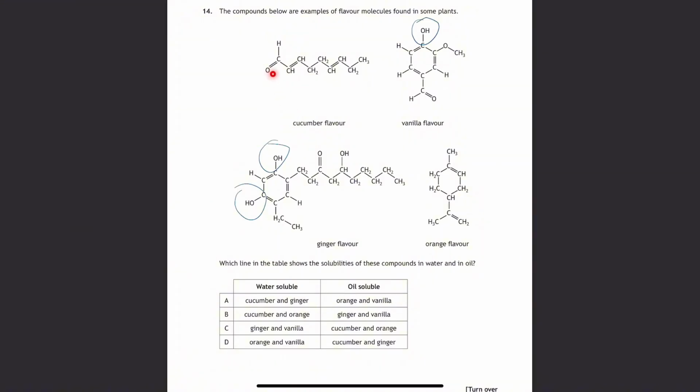Cucumber flavour might confuse some people because it does have a carbonyl, which gives it a permanent dipole to permanent dipole interaction that could form, but there's too much hydrocarbon for it to be very soluble in water. So just usually always look for hydroxyl groups and they'll be the ones that are water soluble. So it would be C.